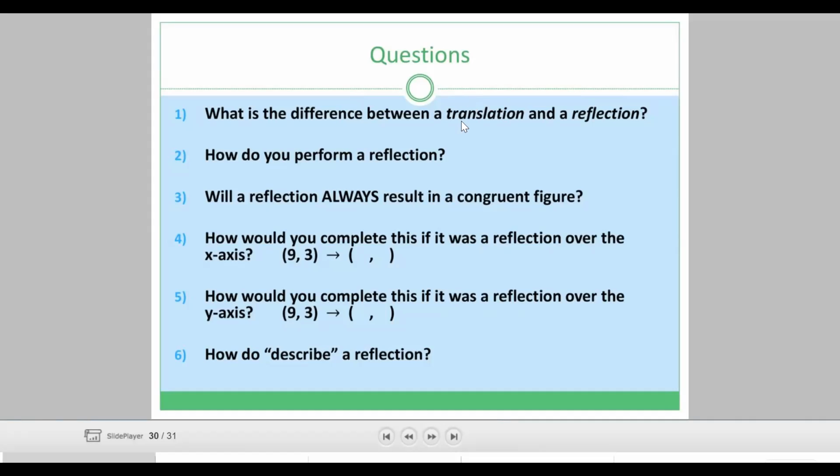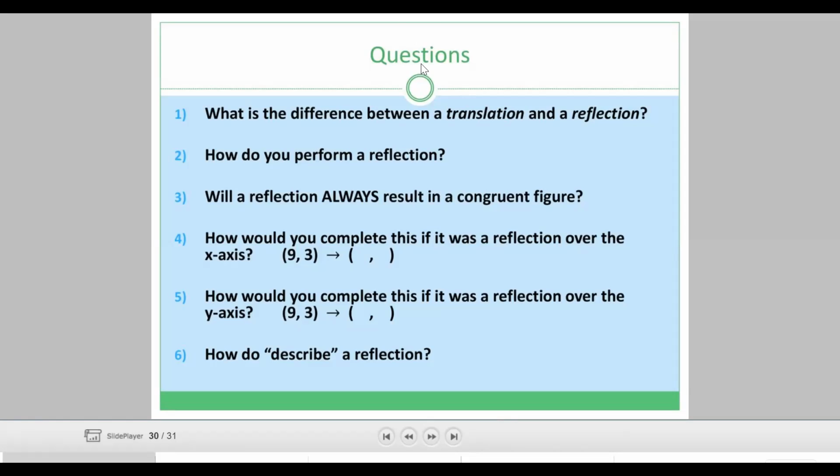All right, number 3. Will a reflection always result in a congruent figure? Yes, it will. The answer is yes, yes, and yes again. All right, also for translations too. Translations always have a congruent figure because they will be the same shape, same size, same everything. The only thing that's different is they're not in the same place anymore. But then everything else is good.